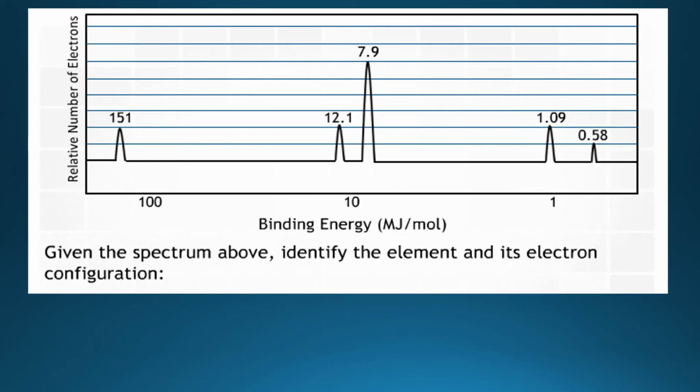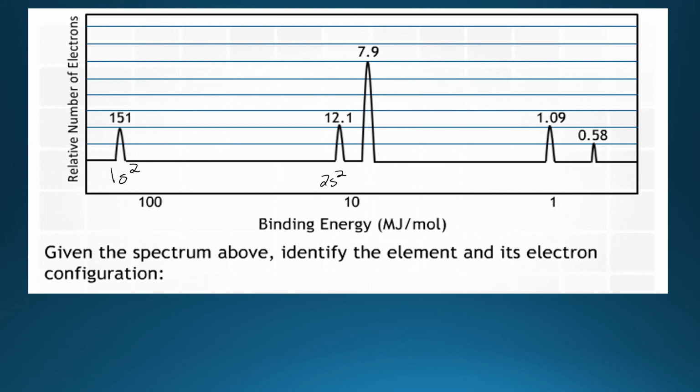Our next question says give the spectrum above, identify the element and its electron configuration. So like I did, I like to just do it right away. Again, we have the lines to indicate relative numbers. So 1s2 will be our beginning, and then we'll go to 2s2. It's the same height as the 1s2. The 12.1 is the binding energy. Much easier to remove those electrons.